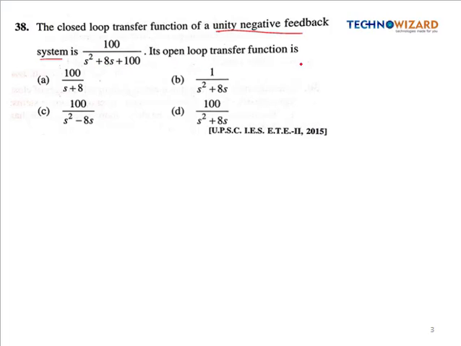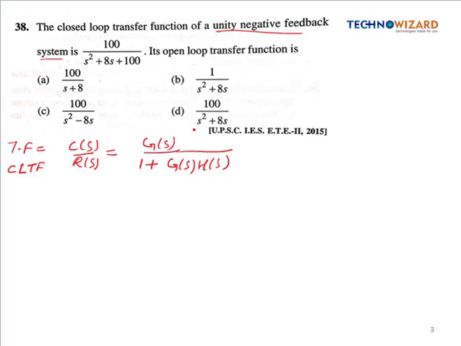Its open loop transfer function is, so we know that in the control system the closed loop transfer function is given by C(s)/R(s) equal to G(s) divided by 1 plus G(s) into H(s). So this is the formula for the transfer function in case of closed loop transfer function for the negative feedback.